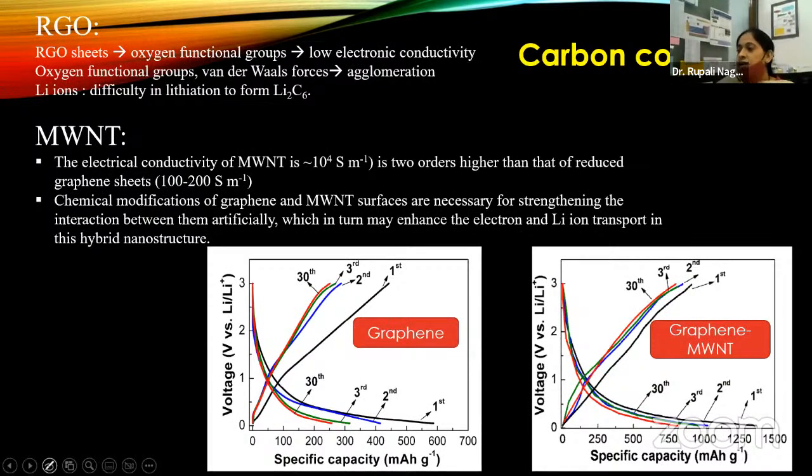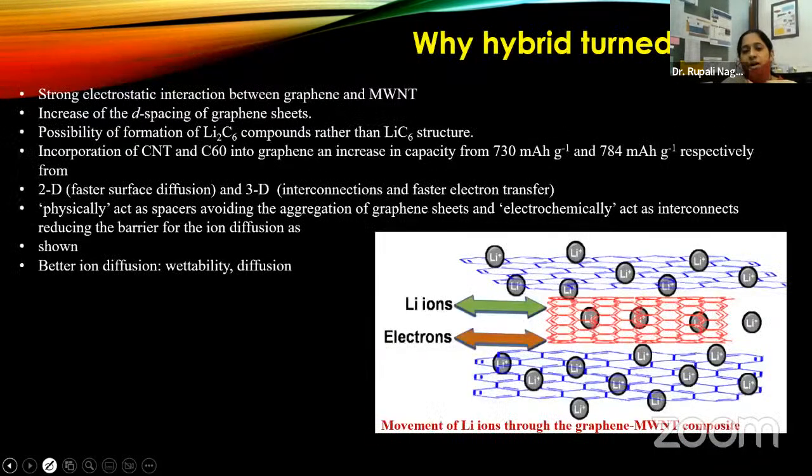And of course, when the cell operates, there are certain losses which are bound to happen. These are inevitable. So after the 30th cycle, when only graphene is present, the specific capacity drops to about 250 milliampere hour per gram, whereas it stays beyond 750 milliampere hour per gram for the graphene multi-wall carbon nanotube composite. So we can see that this is faring far better than if we only have a graphene anode. So why the hybrid? The composite turned out to be a better anode material. There are several reasons to it. Few of them are listed over here.